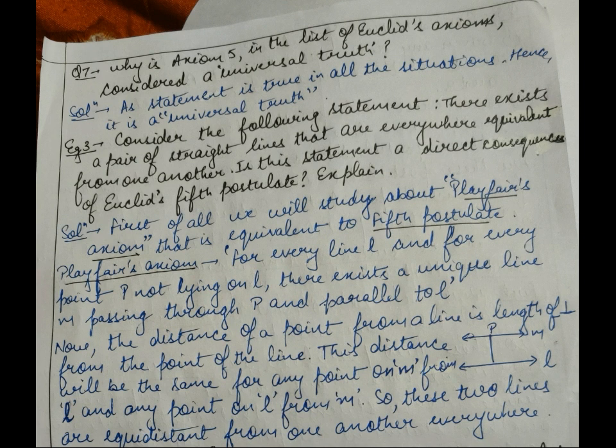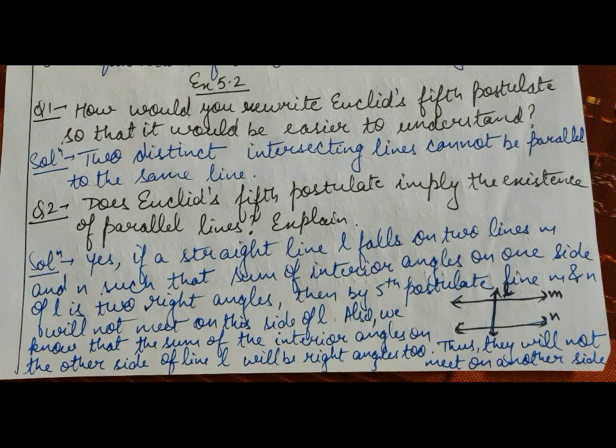Now the distance of a point from a line is the length of the perpendicular from the point to the line. This distance will be the same for any point on M from L, and any point on L from M. So these two lines are equidistant from one another everywhere. You can see in the figure also. Now come to exercise 5.2. On the basis of this Playfair's axiom and the above example, how would you rewrite Euclid's fifth postulate so that it could be easier to understand?